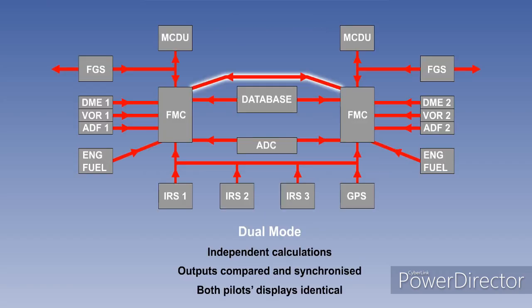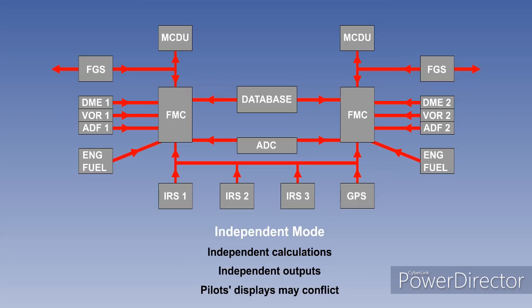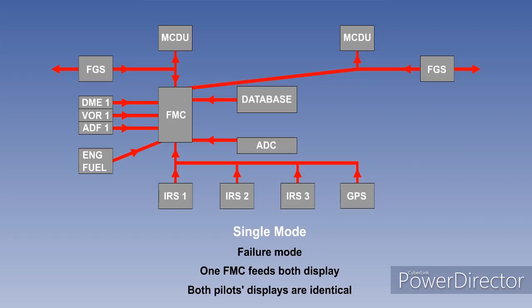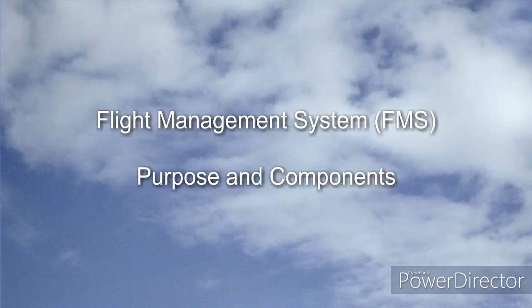On systems where there are 2 FMCs, the normal operating mode is called dual mode. If there is a mismatch of information, the system reverts to independent mode. And if one FMC fails, the remaining computer feeds both displays in single mode. That completes this lesson. The next one will deal with equipment operation.